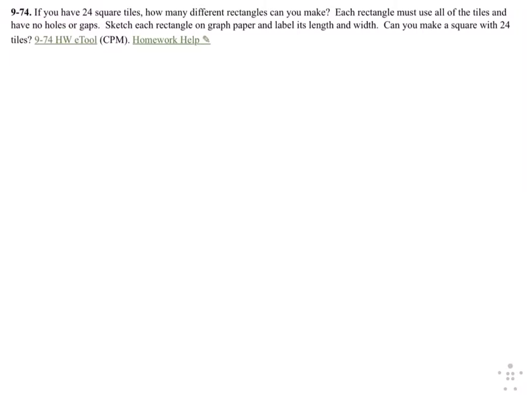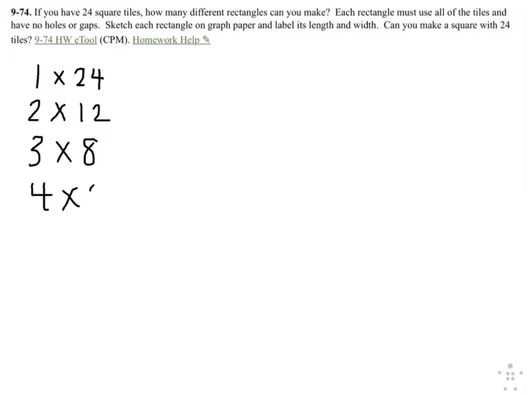But the first rectangle we would make is 1 by 24, right? It wouldn't look nice, but we could do that. We could have 2 by 12 because 2 goes into 24. 3 goes in, right? So 3 by 8. 4 goes in, 4 by 6. 5 doesn't, 6, and then we're back to these.